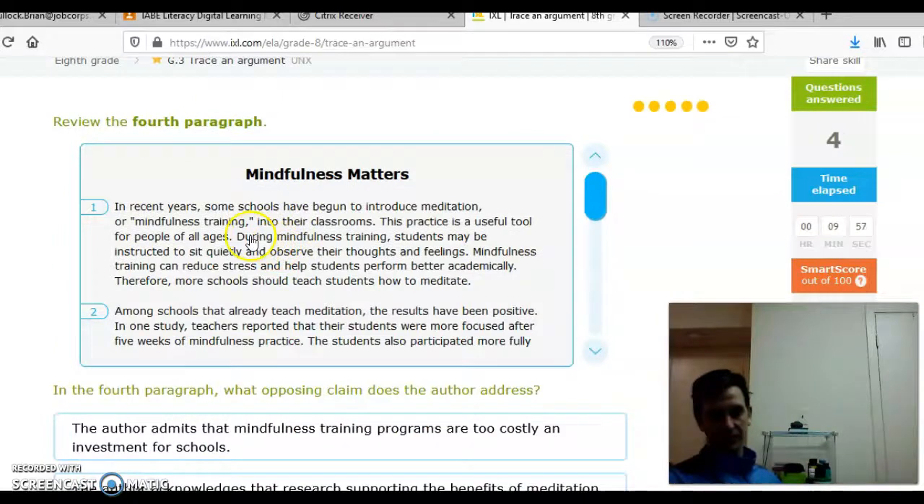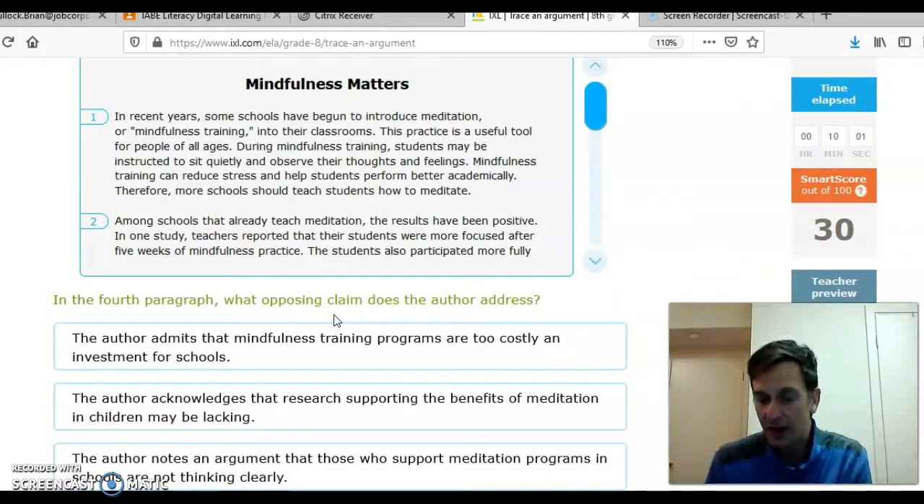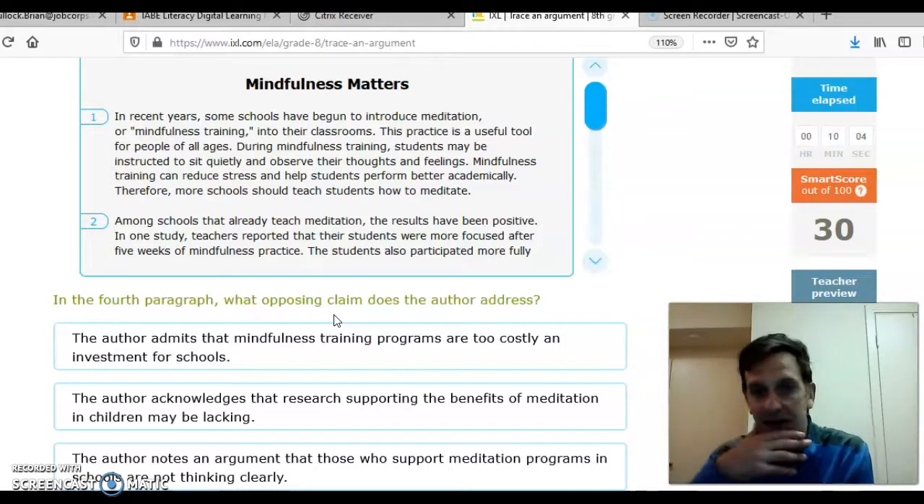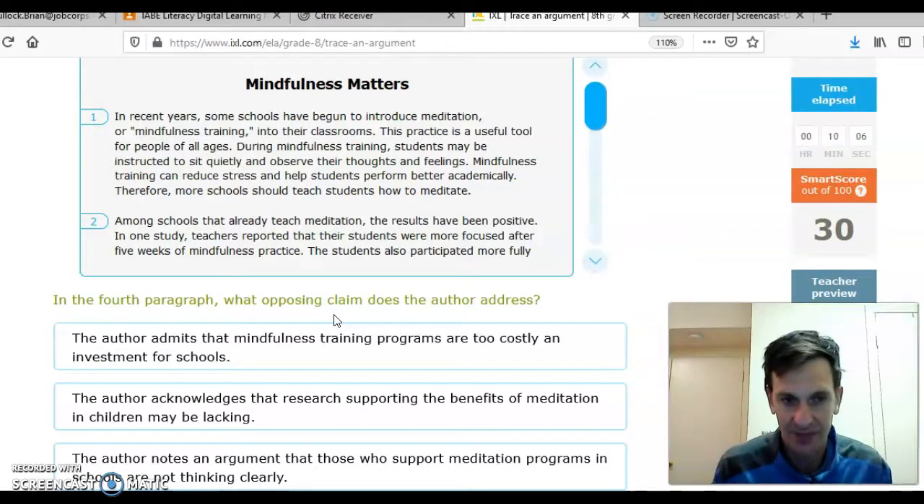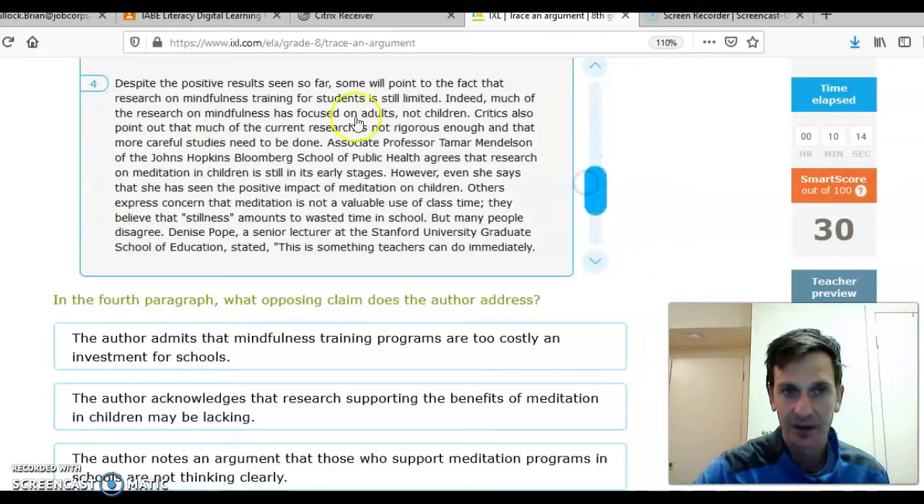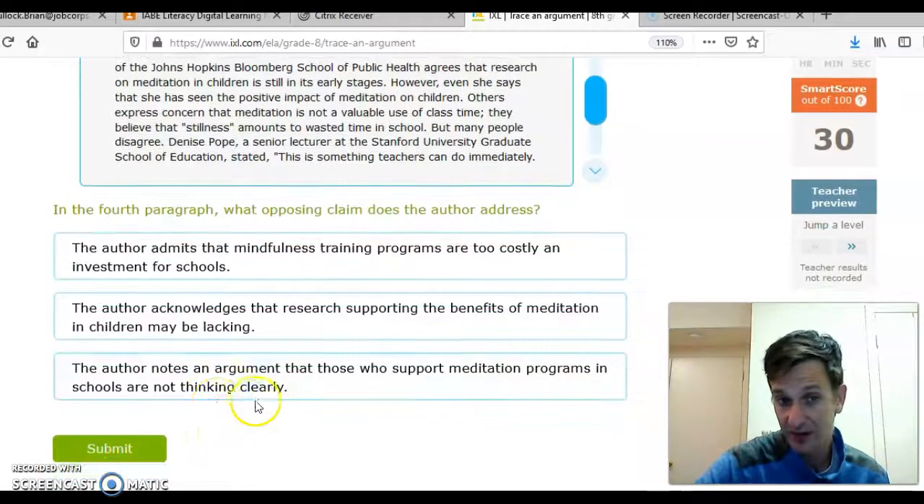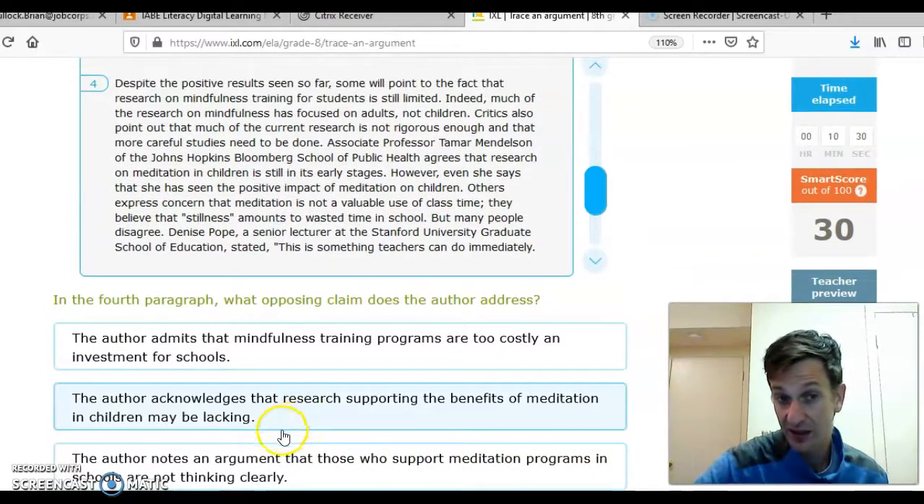All right. So in the fourth paragraph, what opposing claim does the author address? When we're looking at opposing claims, we're looking at the opposite of the claim he's trying to address here. So it's asking us to go down to the fourth paragraph. Despite positive results, some point to the fact that research on mindfulness training is still limited. Too costly, benefits may be lacking, or the author notes that those who support meditation programs are not clearly thinking.